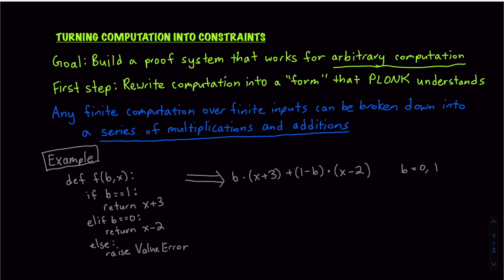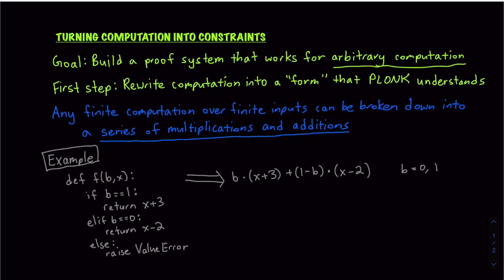Let's call the output of this function y. Suppose a prover claims that for some values b and x, the output of our function is indeed y. But what does it actually mean to prove that? It means showing that b, x, and y satisfy the algebraic relationships that define the function. In other words, we're checking that these values fit together exactly the way the function says they should.